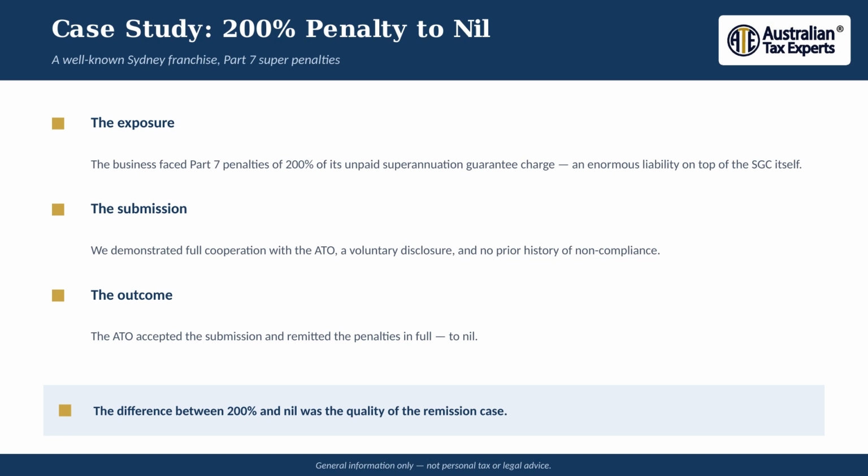A well-known Sydney franchise business came to us facing Part 7 penalties of 200% of its unpaid superannuation guarantee charge, an enormous additional liability sitting on top of the SGC debt itself. We built the remission submission around 3 pillars. The employer had cooperated fully with the ATO at every step. It had come forward with a voluntary disclosure, and it had no prior history of non-compliance.